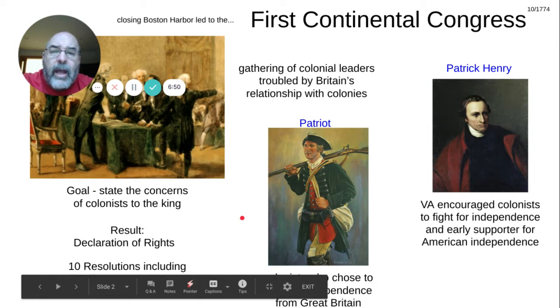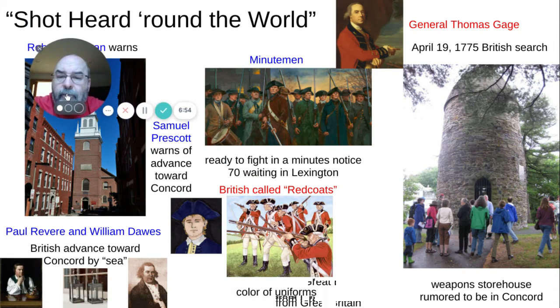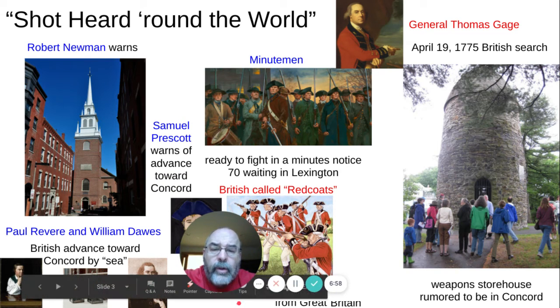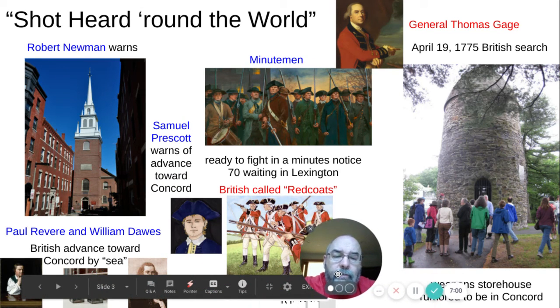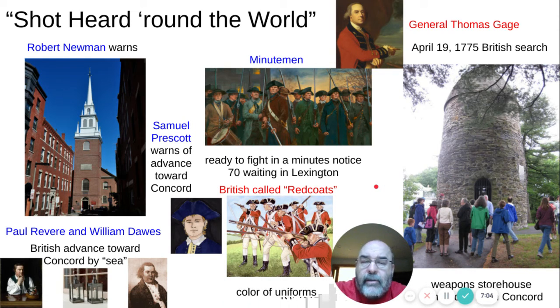And during this time, we're going to see the shot heard around the world. I mentioned this on that front page, but the shot heard around the world could not really be heard everywhere in the world. It's just a saying about how important these first shots are, because it's really going to change the world and how everything happens from that.